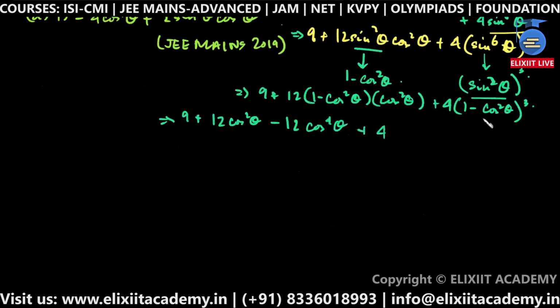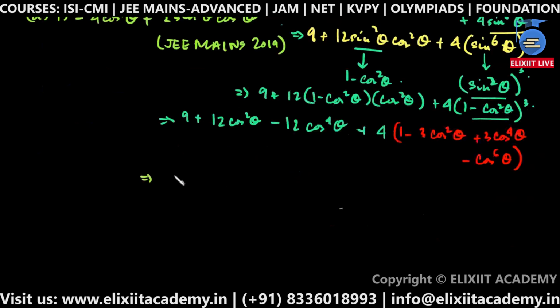Plus 4 into, now we have 1 minus cos square theta whole cube, a minus b whole cube formula. No other option. Break this using the a minus b whole cube formula. That is basically 1 minus 3 cos squared theta plus 3 cos to the power 4 theta minus cos to the power 6 theta. Okay.